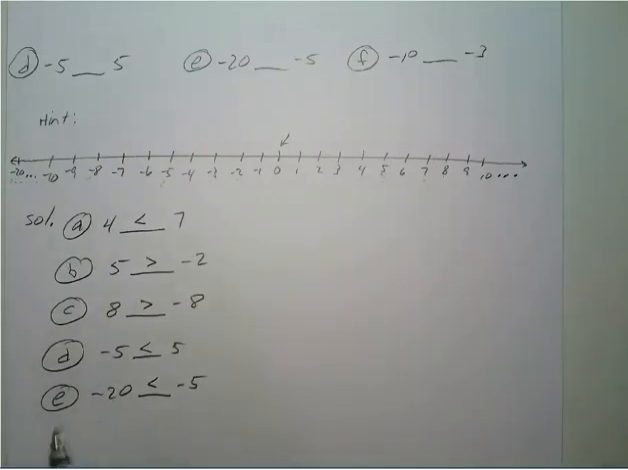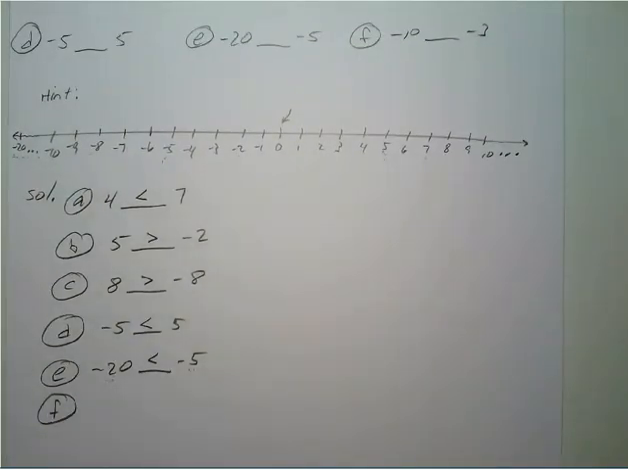Think of it this way. Would you rather owe someone $20 or $5? I'd rather owe them $5 because owing somebody $20 means you're in bigger debt. So negative 20 is less than negative 5.